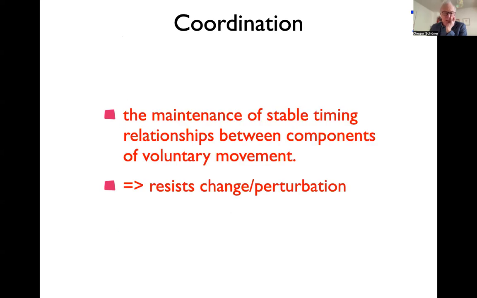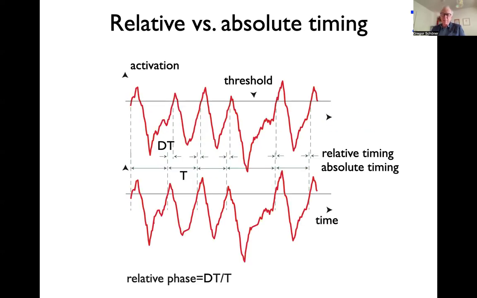So coordination is really this maintenance of desired timing relationships, and desired again translates into stable, that is resisting change, compensating for change, components of movement. And that has two different senses that I briefly pointed out. One is relative timing, which is the more important one. The other is absolute timing.